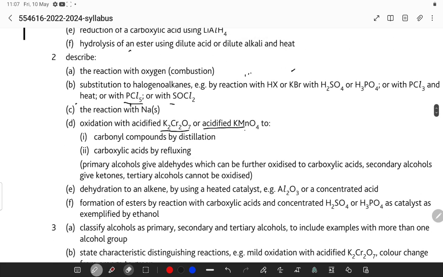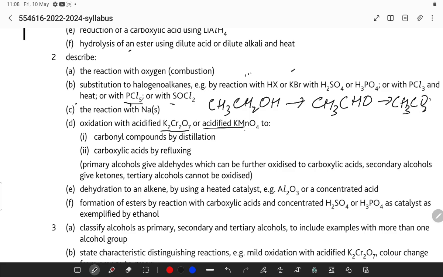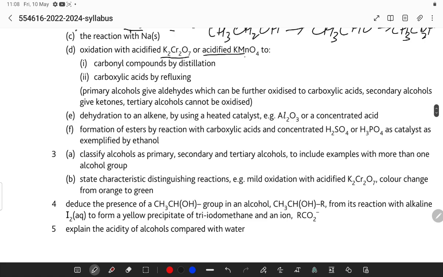With acidified potassium dichromate, CH3CH2OH first changes into CH3CHO, and then CH3CO2H. If distilled immediately, then we get aldehyde. If not, then it is oxidized into carboxylic acid. But secondary alcohol changes into ketones, which are not further oxidized. We can separate carbonyl compounds by distillation.